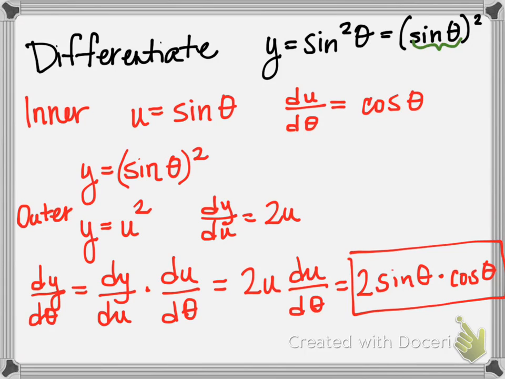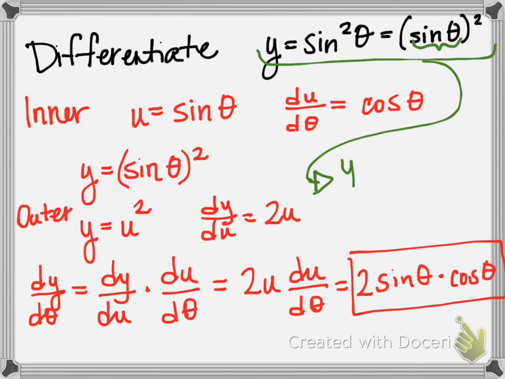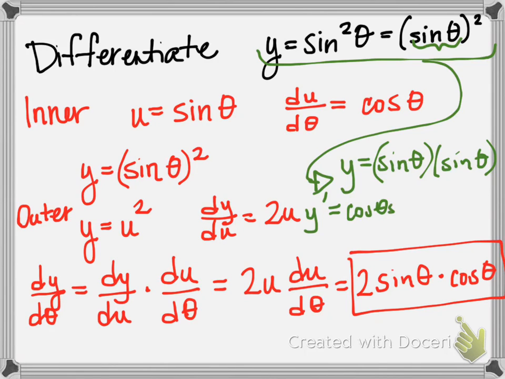Okay. So notice that this is actually one that you could have done previously without the chain rule. Anybody know how to do it? Think about it for a second before I tell you. We could have written this as y equals sine theta times sine theta, and then you could have used the product rule. So y prime would have been cosine theta sine theta plus sine theta cosine theta.